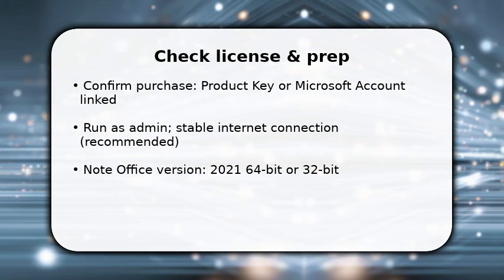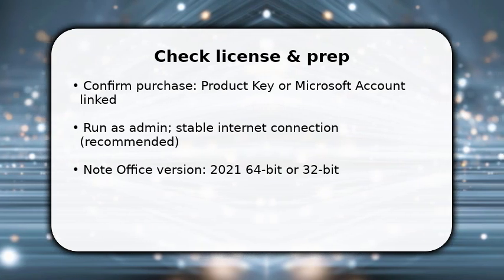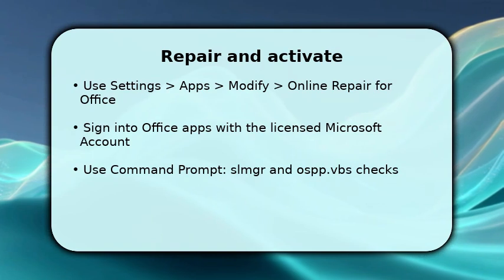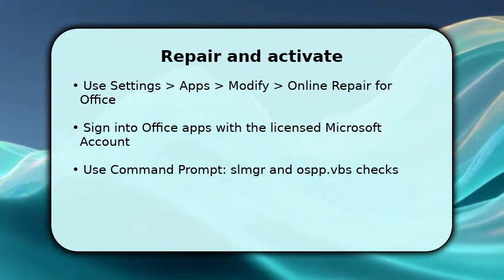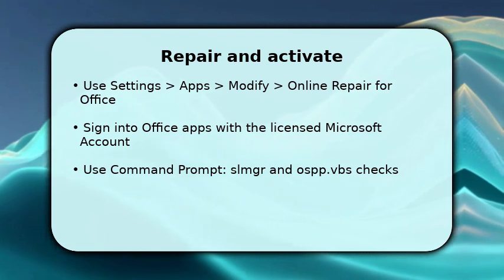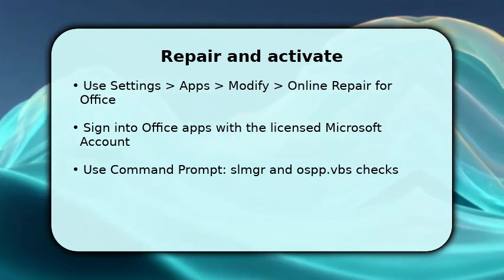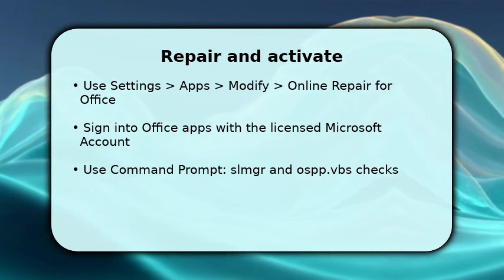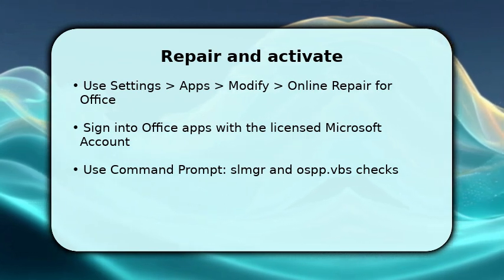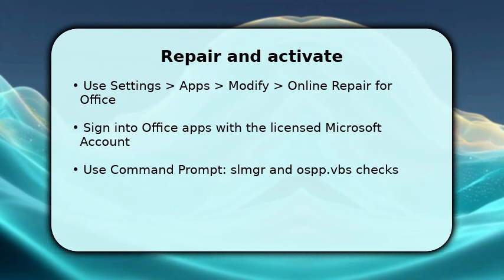Next, perform the repair and attempt activation. Open Settings, select Apps, find Microsoft Office, choose Modify, then run online repair to fix corrupted activation components. This often resolves missing license files. After repair, open Word and sign in with the licensed Microsoft account to trigger activation. If activation still fails, run Command Prompt as admin and use OSPP.VBS to check license status, and finally, complete activation and address remaining errors.